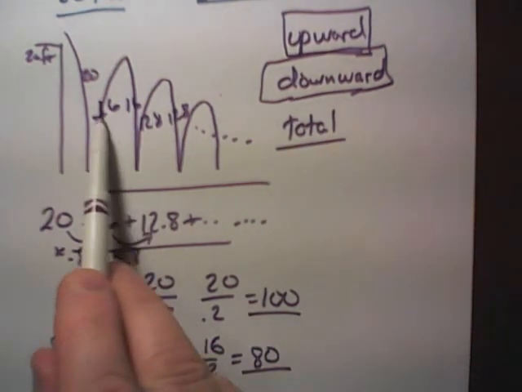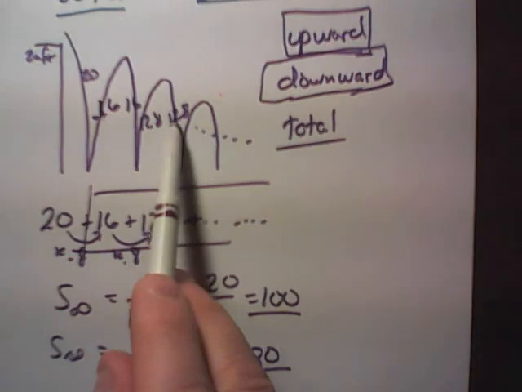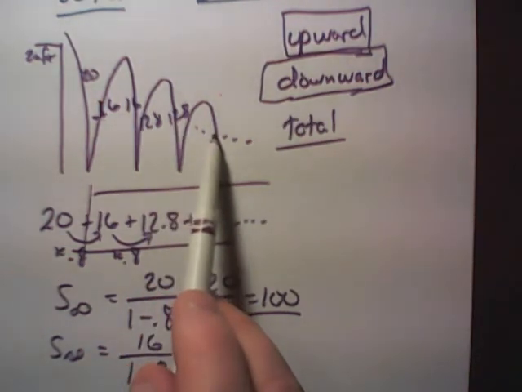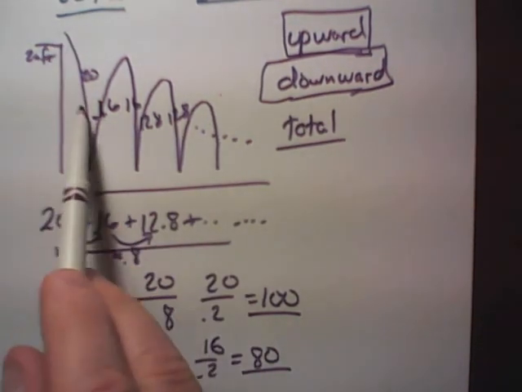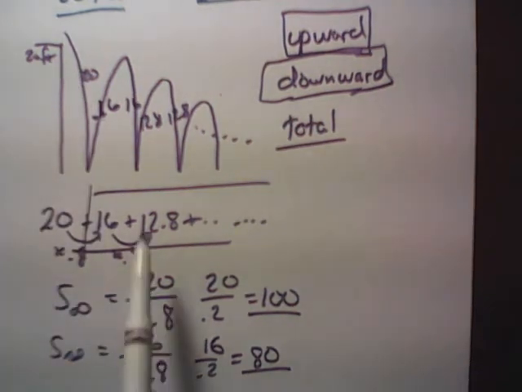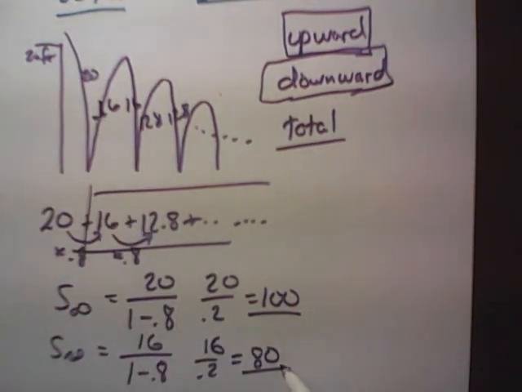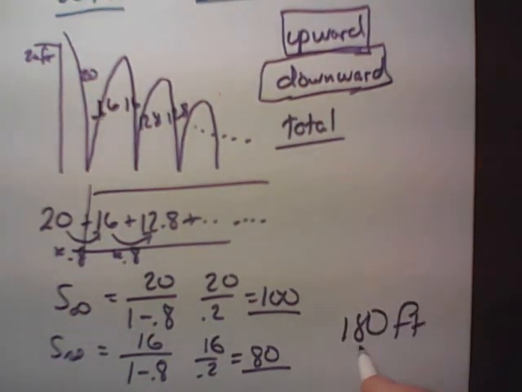And that makes sense because everything's going to match. We have a 16 and a 16, 12.8 and a 12.8. These two distances are going to match. It's just that we started out going down 20 more feet than what we went up. And so that makes sense that we went down 20 more feet than what we went up. The total distance that it would travel, the total vertical distance, would be 180 feet if I add those two numbers together.